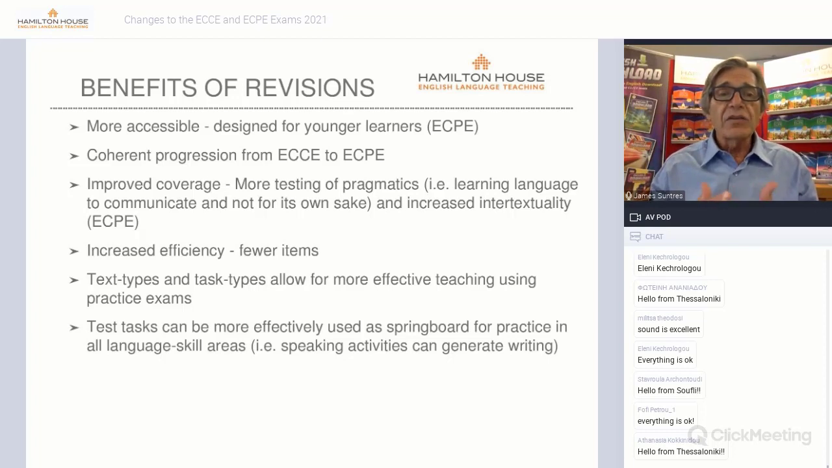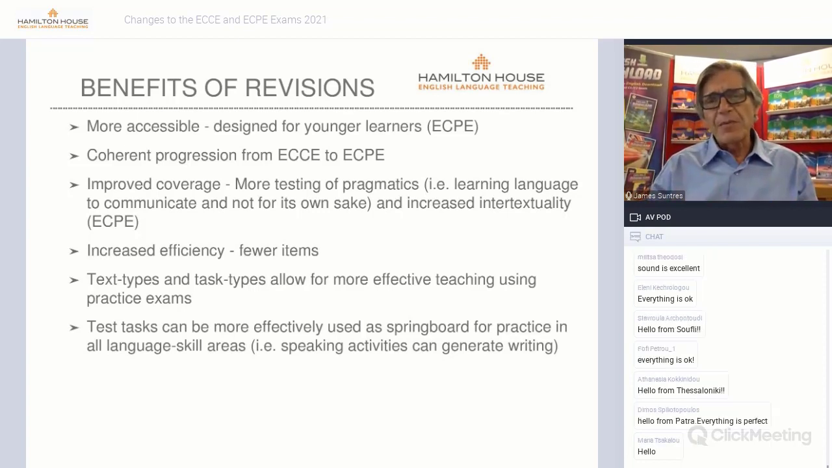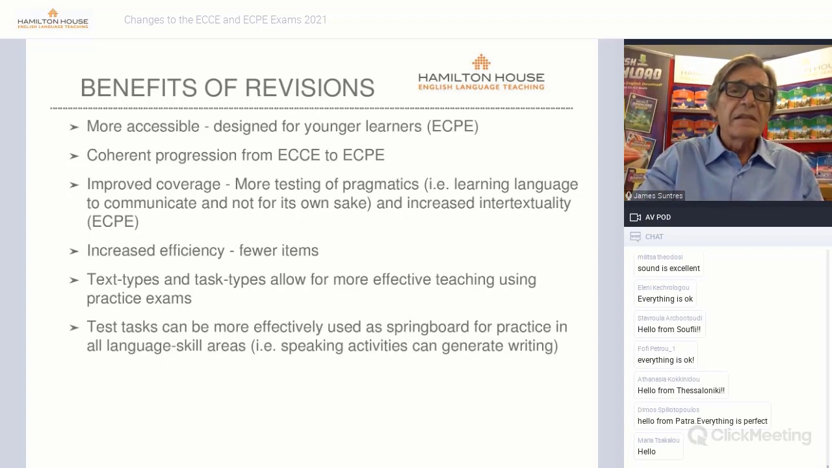Also, very important, the test task can be used more effectively as a springboard for practice in other language skill areas. By this, I mean speaking activities can generate writing, writing activities can generate speaking, etc. This, of course, is a separate seminar. But I'm going to give you a couple of brief examples of how this applies.